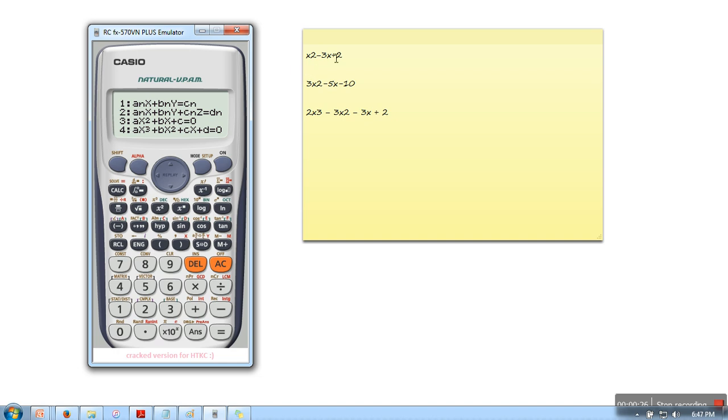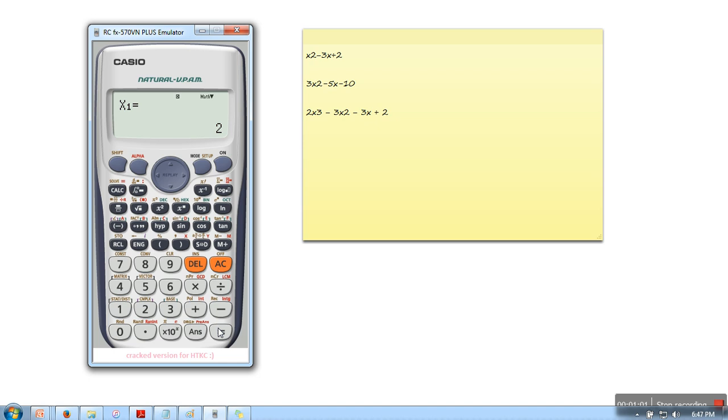Now here, if you can see, our first example is ax square minus 3x plus 2. So for this example we need to pick 3. So we will press 3. Now we need to supply a, b and c value. So a value, the coefficient multiplied with x square is 1. So we will write 1 equal sign. B value is minus 3 and the value of c is 2.